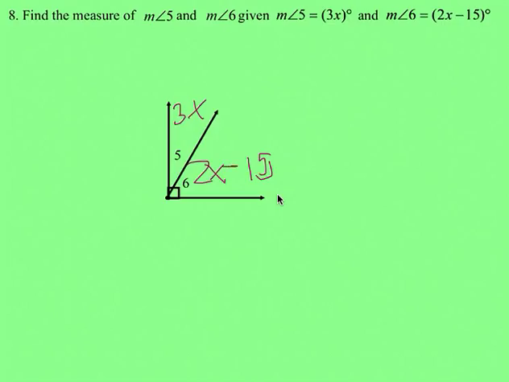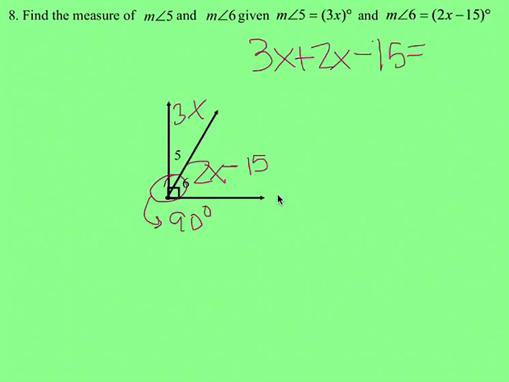Okay, so underneath here, you see that little square in the corner here? That means that it's a right angle, which means that it is 90 degrees. So these two are complements, so we can just add them up. So we have 3x plus 2x minus 15 is equal to 90 degrees, okay?